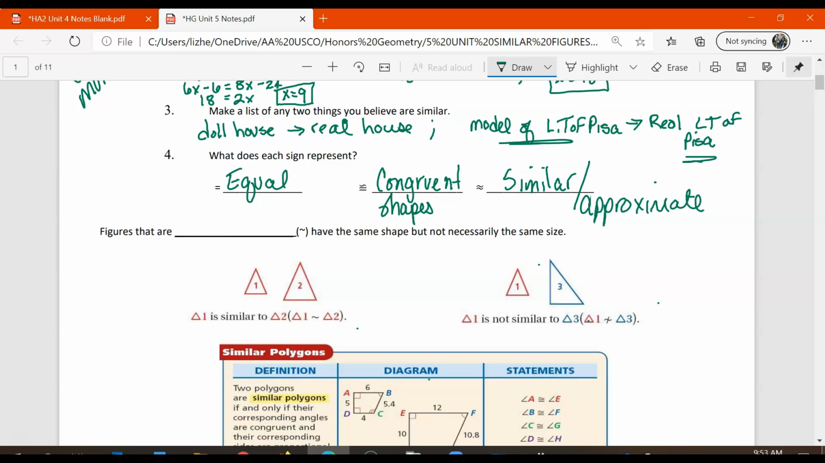Okay. Figures that are similar. Oh, wait, I kind of messed that up. Let me go back to here. This is not similar.